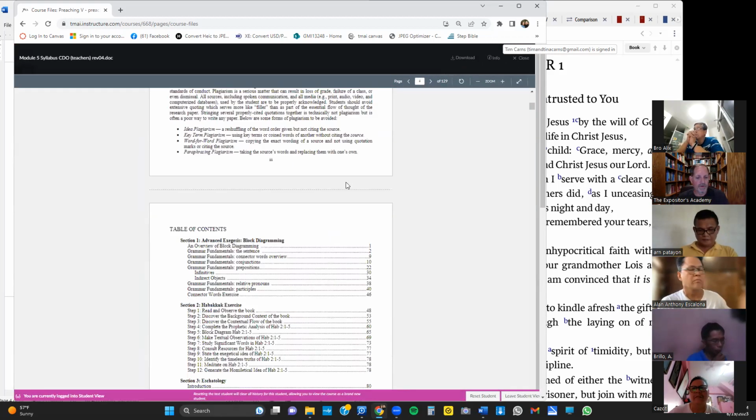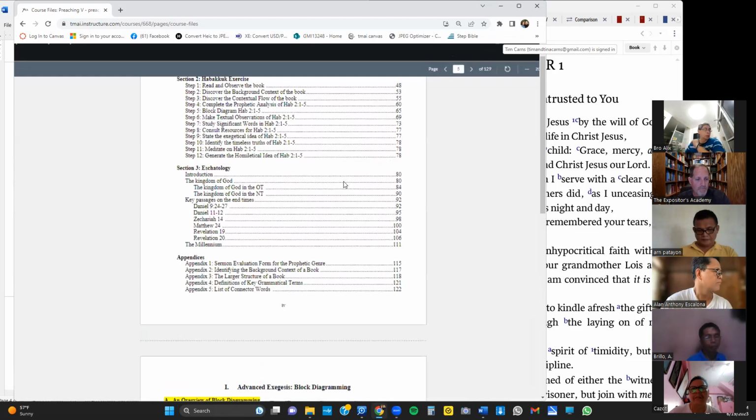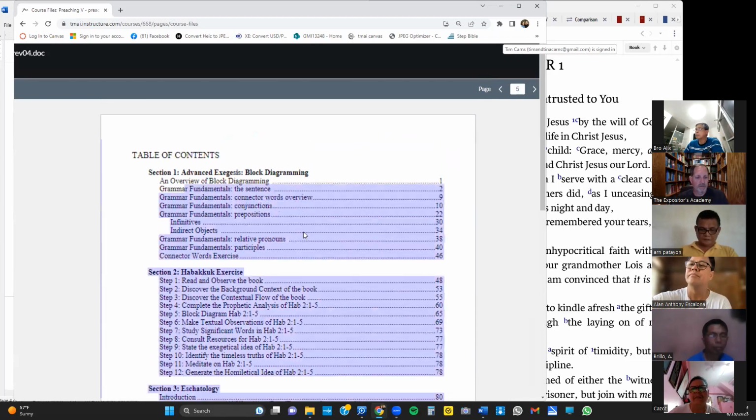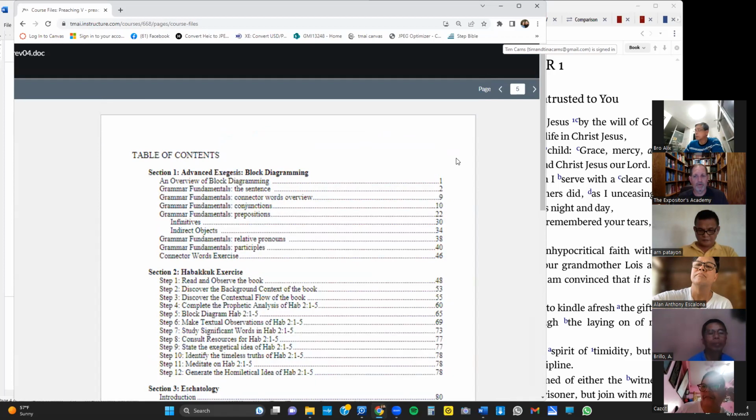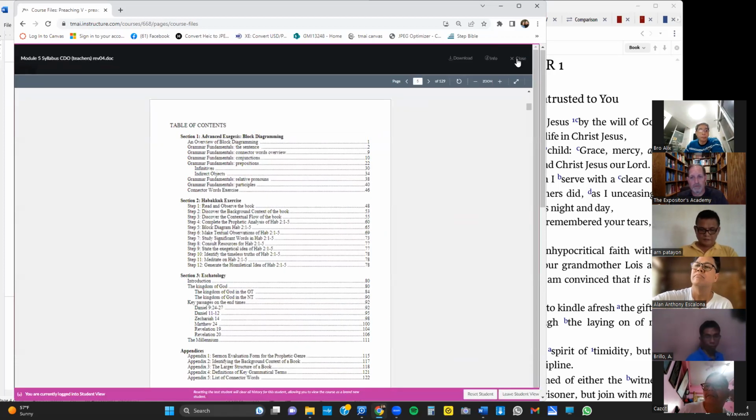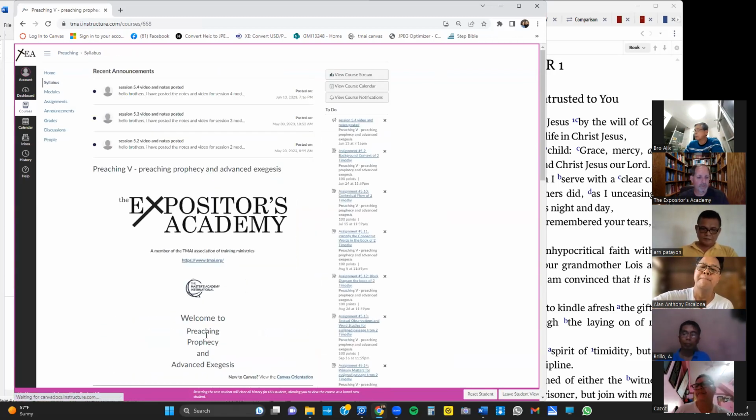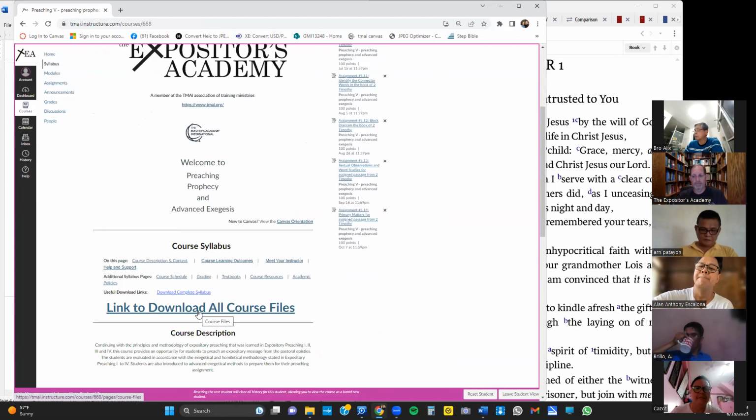Okay, so again, in the notes, actually the first section, pages 1 to 47 are the various things we covered. So notice here, participles, there's a section on it starting on page 40. Okay, so all that is here on the Module 5. Again, go to this particular link right here.